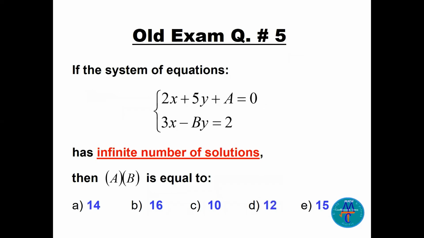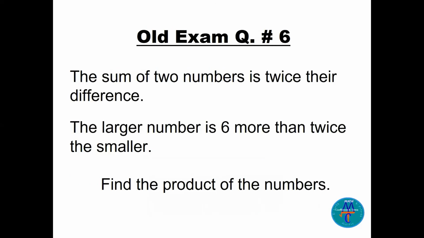Question number 5, we have the system 2x plus 5y plus a equal to 0, 3x minus by is equal to 2 has infinite number of solutions. Find the product a times b, and it is a multiple choice question.